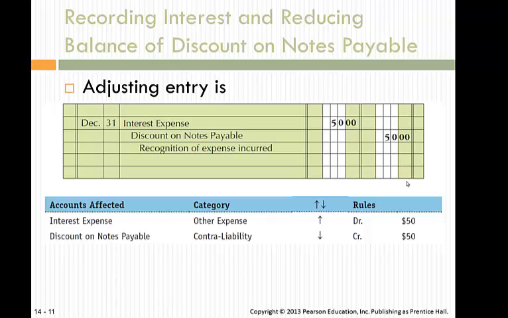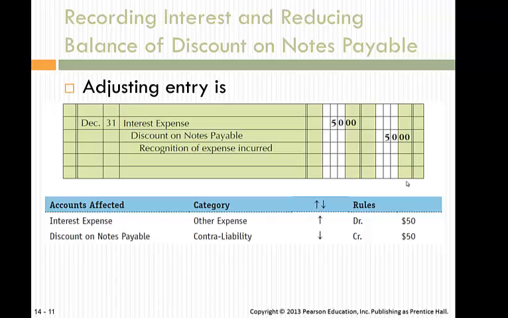Now we record the adjusting entry on December 31st. We record a debit to interest expense and a credit to discount on notes payable. We reduce discount on notes payable from 200 to 150 by doing this. When the note reaches maturity in the next year, the remaining 150 is then reduced with another credit to discounts on notes payable and a debit to interest expense of 150.